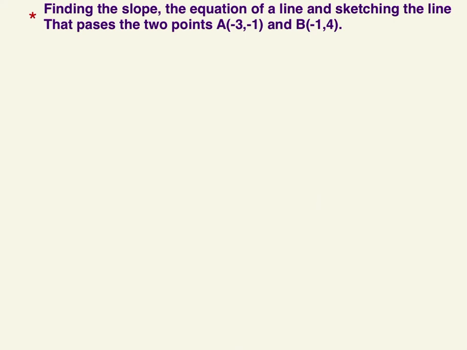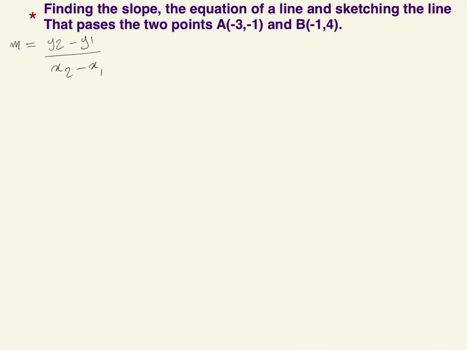So let's do an example. Let's find the slope and the equation of the line, and sketch the line that passes through two points, A(-3, -1) and B(-1, -4). So let's start with the slope. We can write m is equal to y2 minus y1 over x2 minus x1.